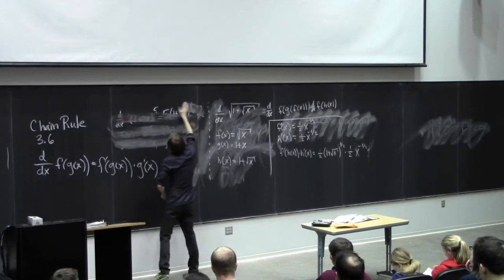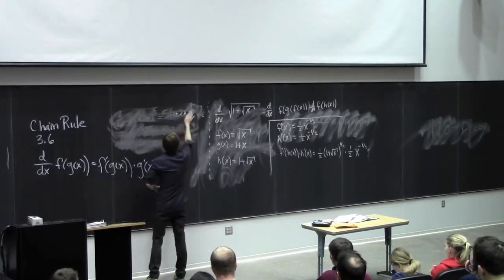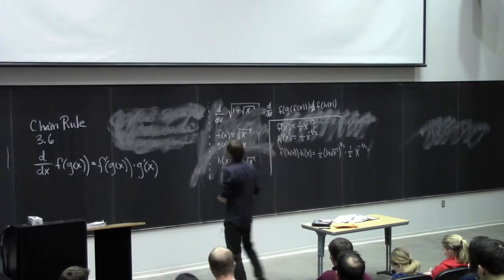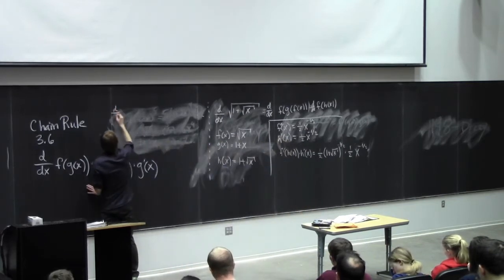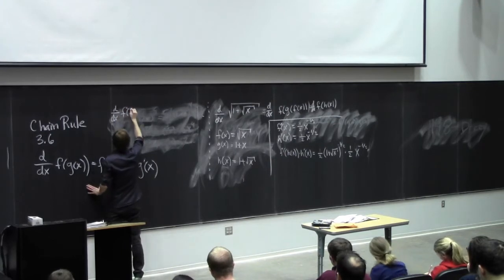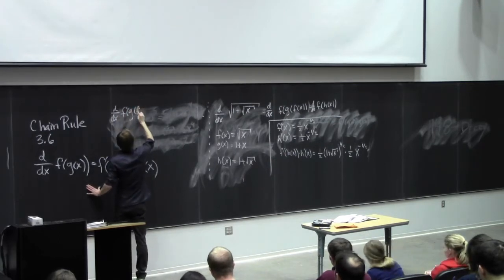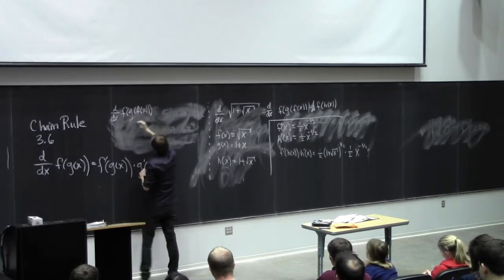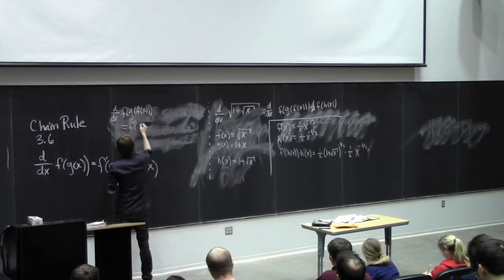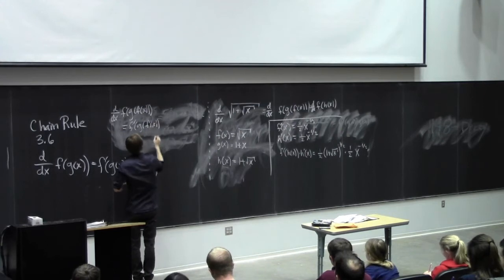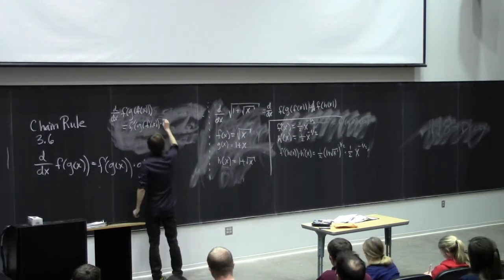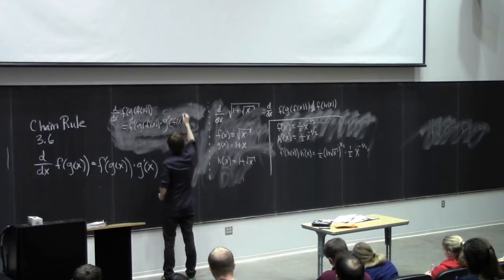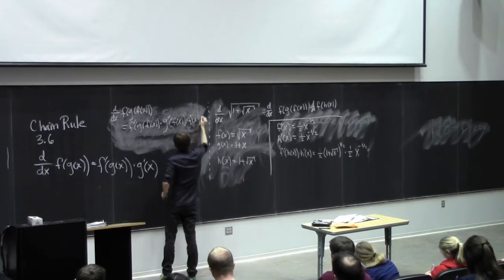All right, now let's do it the other way. To do it the other way, we have to use the chain rule a couple times. So check this out. The derivative of f of g of f of x is equal to f prime of g of f of x times g prime of f of x times f prime of x.